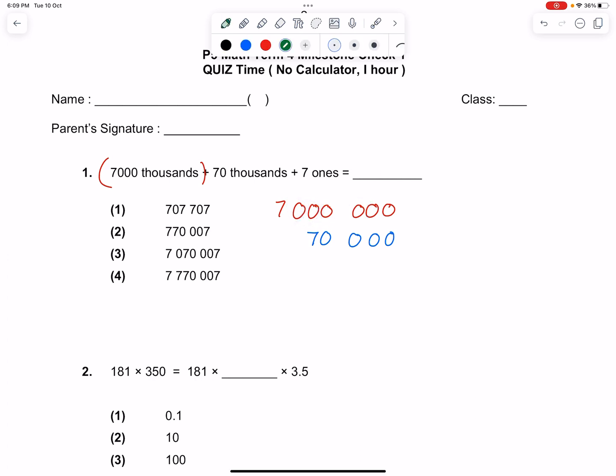Alright? Okay, then the next number is 7 ones. So it's over here. So when we add everything up, this is the answer. Okay, and this corresponds to option 3.